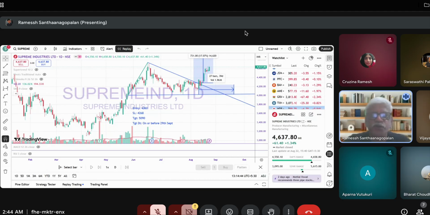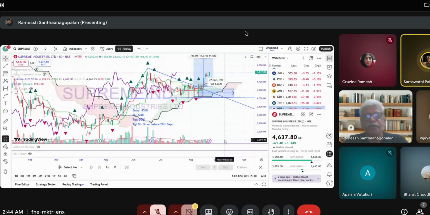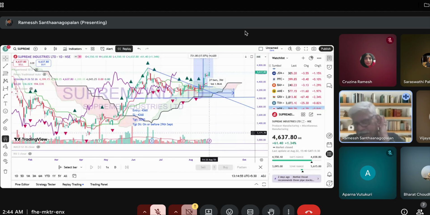Now I will show you how Ichimoku will give you that. For long term, is it the same philosophy? No, no. The long term is totally different. Absolutely different.